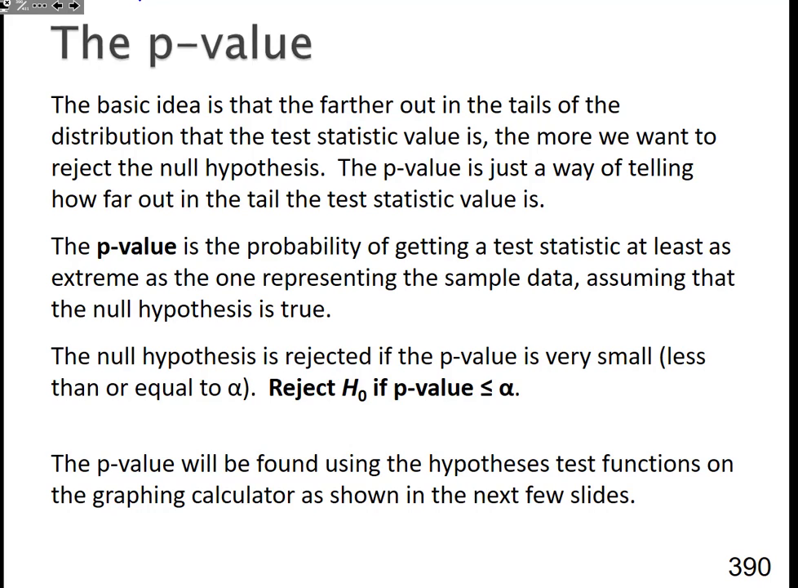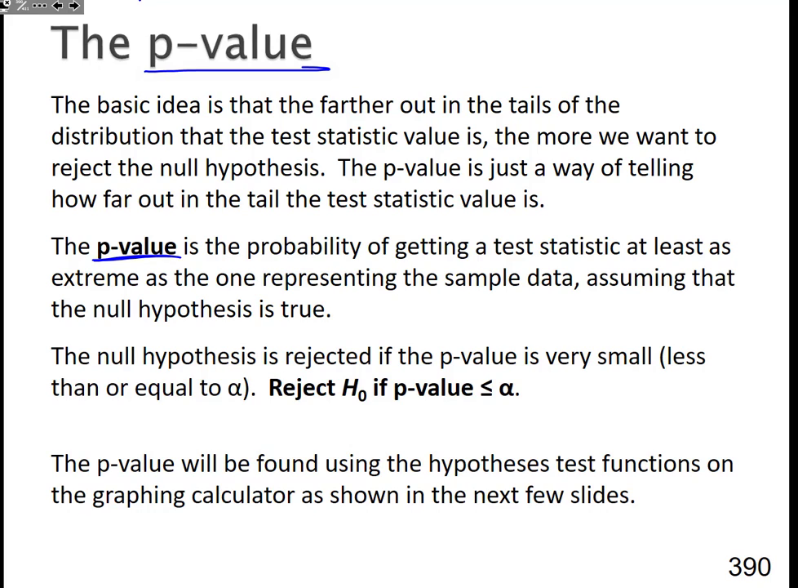Now, one of the things you're going to be asked to find is the p-value. And this is the strategy that we're teaching you. I mentioned that chapter 8 has different strategies. We're teaching you the p-value strategy. The basic idea is that the farther out in the tails of the distribution that the test statistic value is, the more we want to reject the null hypothesis. The p-value is just a way of telling how far out in the tail the test statistic value is.